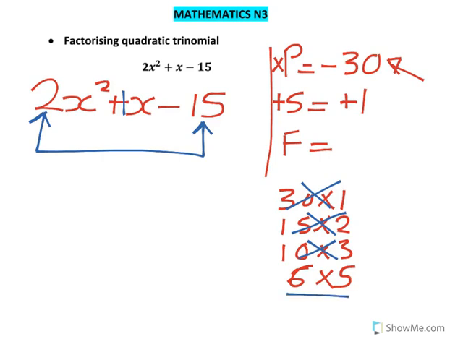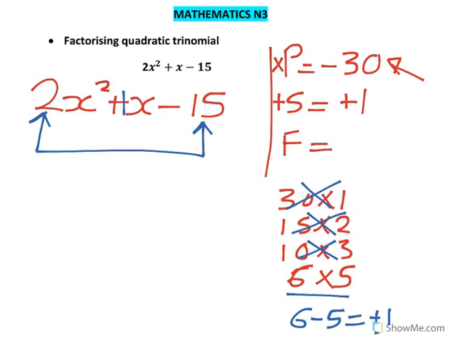The interesting one are 6 and 5. How can I get a 1 between 6 and 5? This is now where you play with your calculator. If you say 6 plus 5 is 11, if you say 6 minus 5, that's a 1. Hence, 6 minus 5 is equal to a plus 1. Hence, the sum is plus 1.